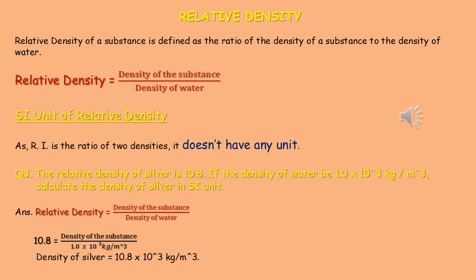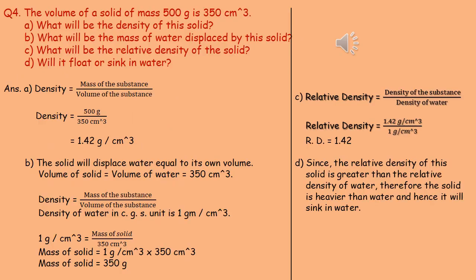Here, we'll observe something very interesting. That means if we are given the density of a substance in CGS unit, that means in gram per centimeter cube, if we directly multiply that value with 10 to the power 3, we'll be getting the density of the same substance in SI unit, that is in kg per meter cube.